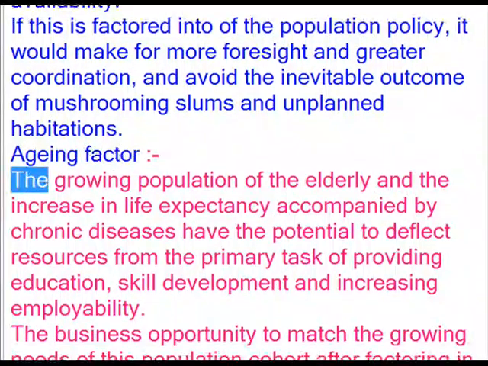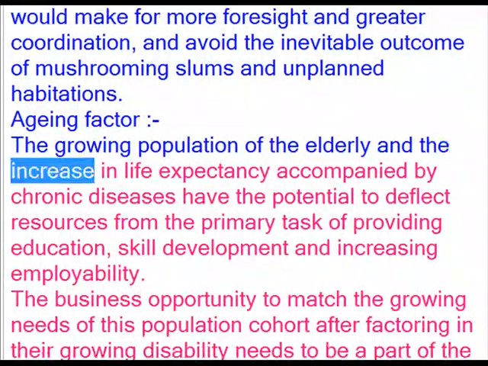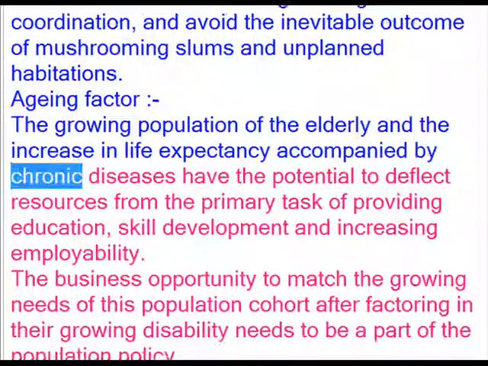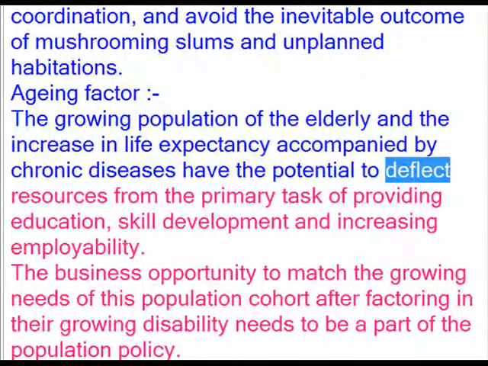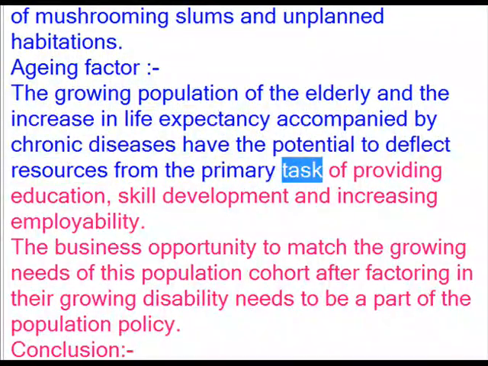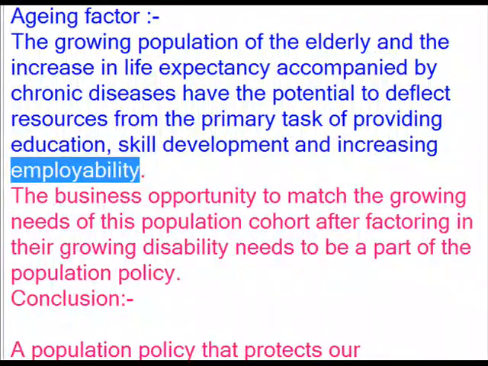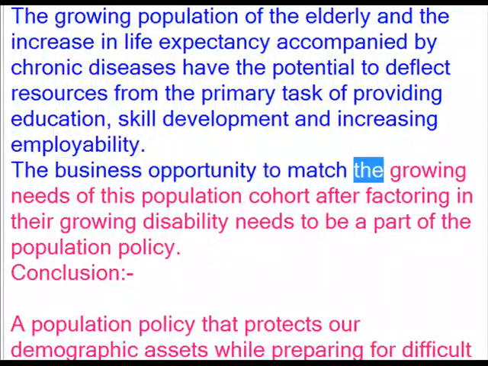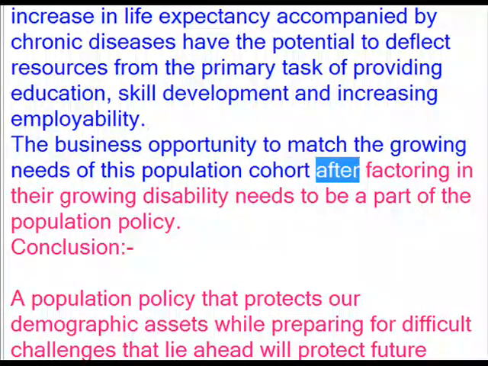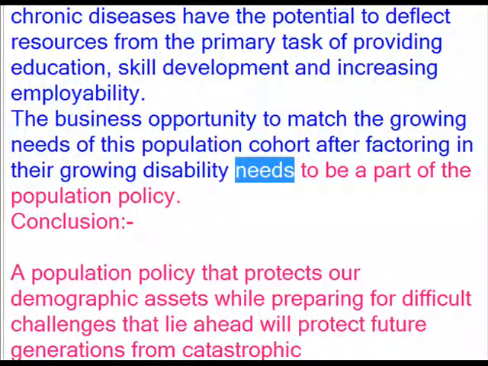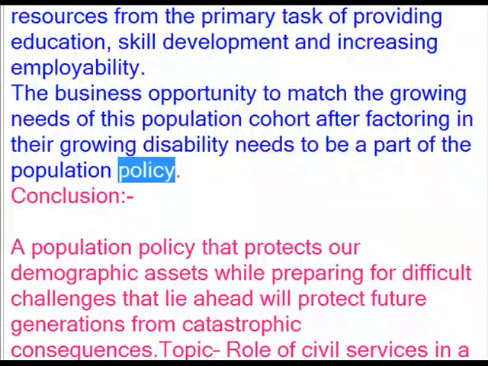Aging factor. The growing population of the elderly and the increase in life expectancy accompanied by chronic diseases have the potential to deflect resources from the primary task of providing education, skill development, and increasing employability. The business opportunity to match the growing needs of this population cohort, after factoring in their growing disability needs, should be a part of the population policy.